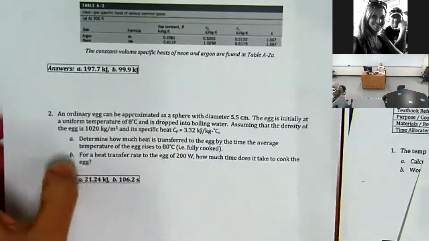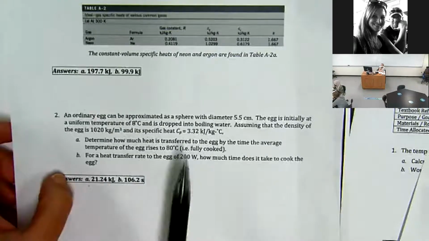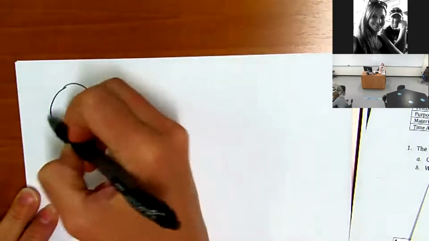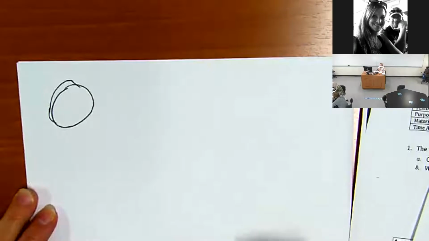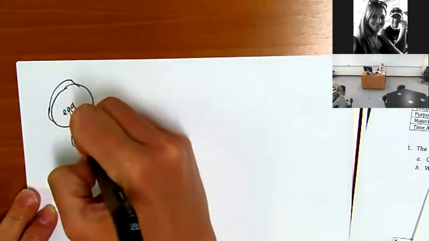All right, so for A, we want to determine how much heat is transferred to the egg. We have an egg, which is like a sphere, right? I don't know if maybe you can draw in 3D a little bit better than me. That's horrible, but this is an egg. And then we can approximate this to be a sphere.